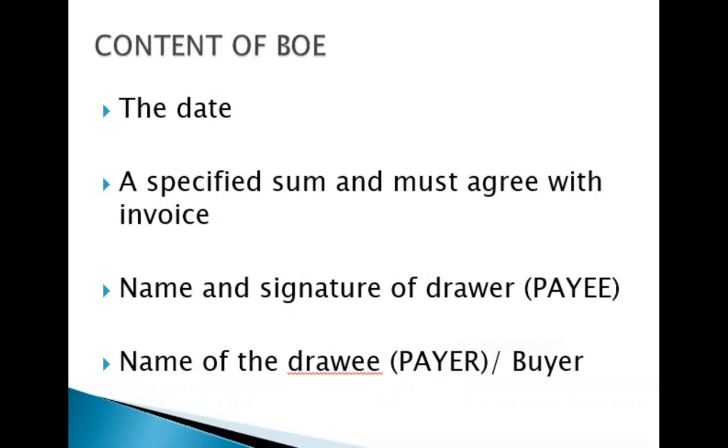What do you expect to see on a bill of exchange, or what we call a draft? There are 4 things. A draft or bill of exchange must have a date. 2, it must have a specified sum and must agree with the invoice. 3, it must have the name and signature of the drawer, who is also the payee. 4, it must have the name of the drawee, who is the payer.